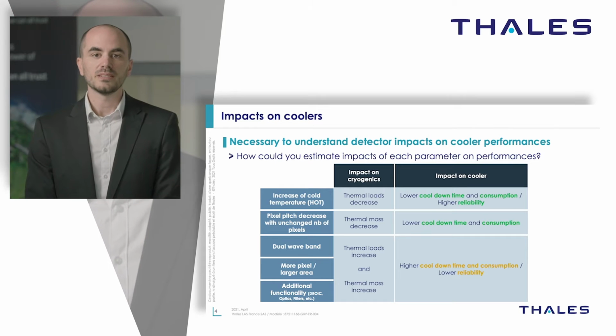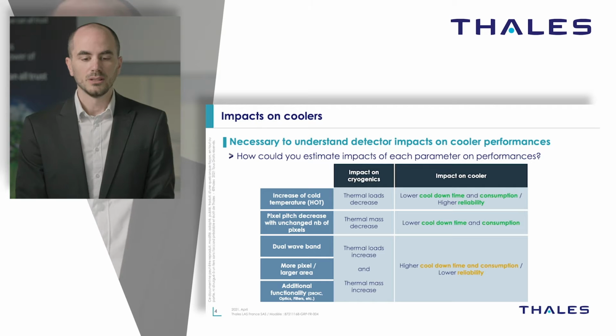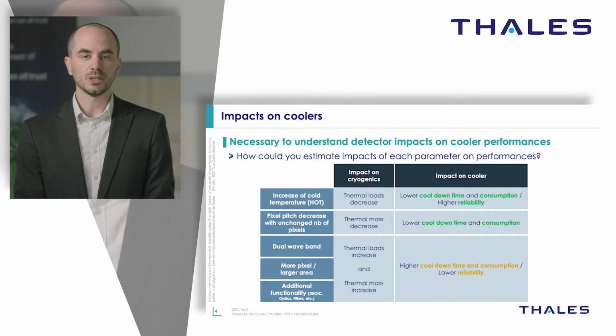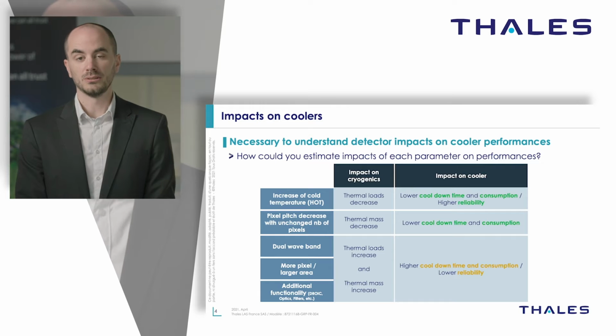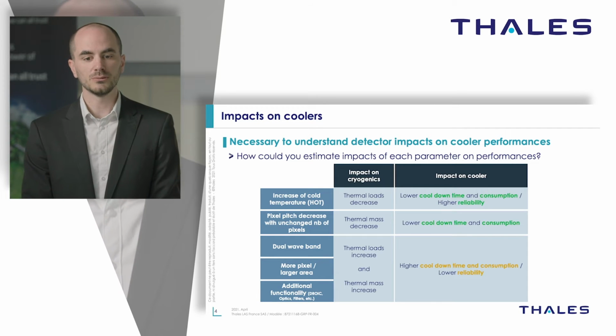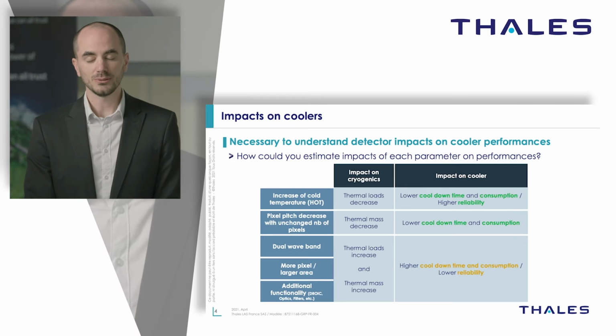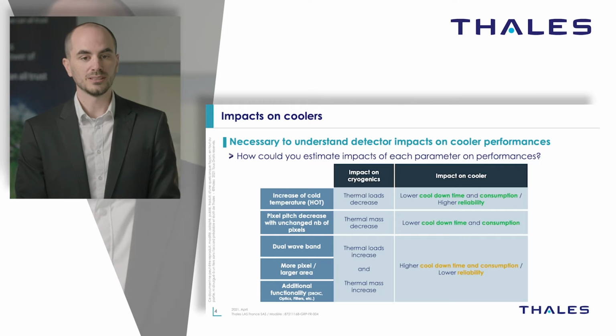So first of all, what is the impact of this new detector on the cooler? You can see here some examples. For instance, if we increase the cold temperature of the detector to a hot temperature, the thermal load will decrease, and for the cooler you will have a shorter cooldown time, a lower consumption, and a higher reliability. If you decrease the pixel pitch, the thermal mass will also decrease, and you will have the same impact on the cooler. Now you have to define what these impacts are on the cooler performance. It's necessary to understand all these impacts of the new detector on the cooler.